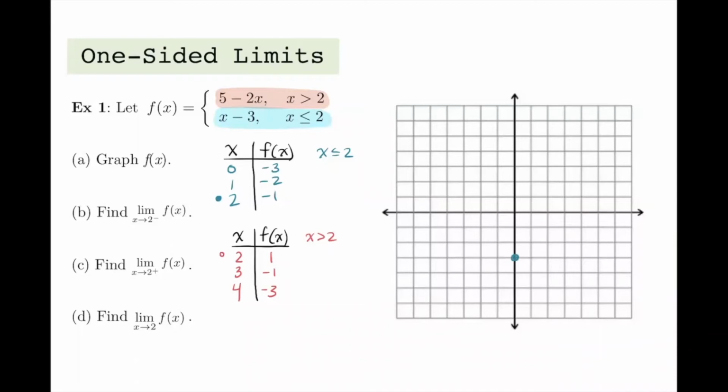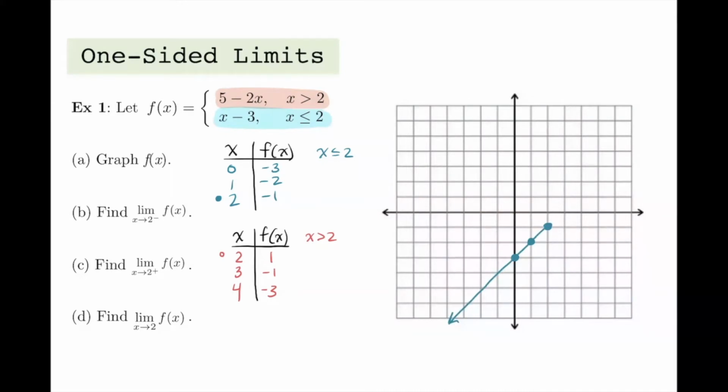At 1, we have a y value of negative 2, so there's that other point. And at 2, we have a y value of negative 1, and I'm going to make this point here filled in and solid because we are following this equation here, which is true when x is equal to 2. Now this is good for x less than 2, so that's all of the points that are over here. So I'm going to connect these together. I know that it's a line, so there's the general shape of it.